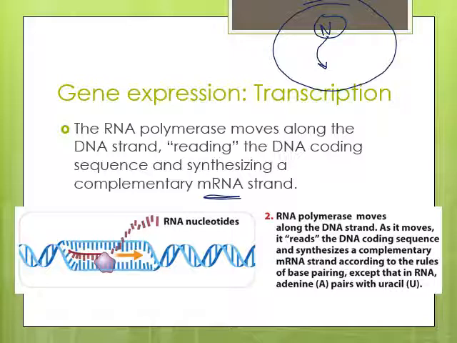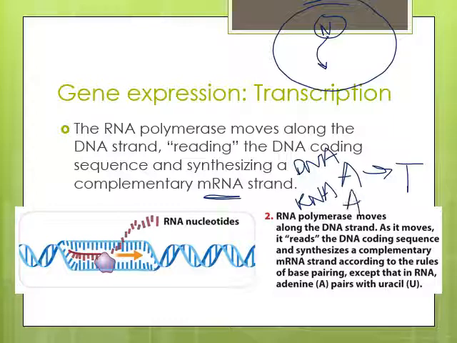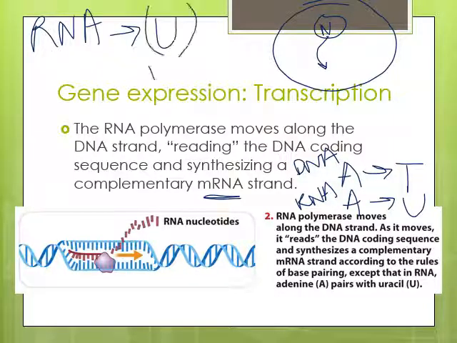So RNA moves along the DNA strand, and as it moves, it reads the DNA coding sequence. But keep in mind, normally we have A with T in DNA. In RNA now, the only difference is that A goes with U. So in RNA, there is never thymine. It is always U, which is uracil.